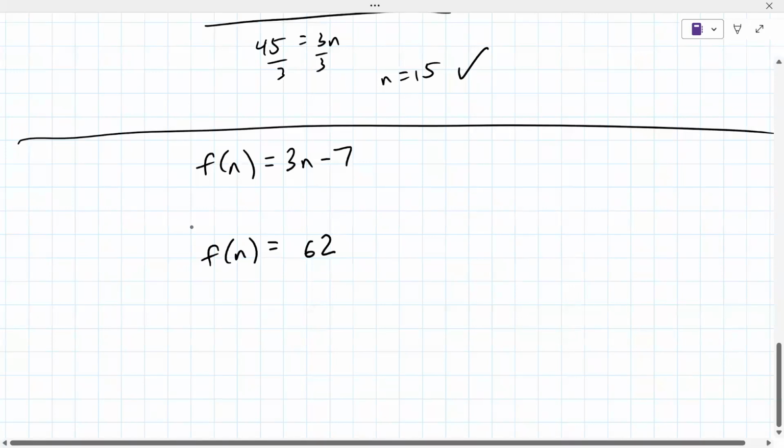Wait, but in this case, am I replacing n with 62, or only on the left side? Just on the left side. Okay, just on the left side.